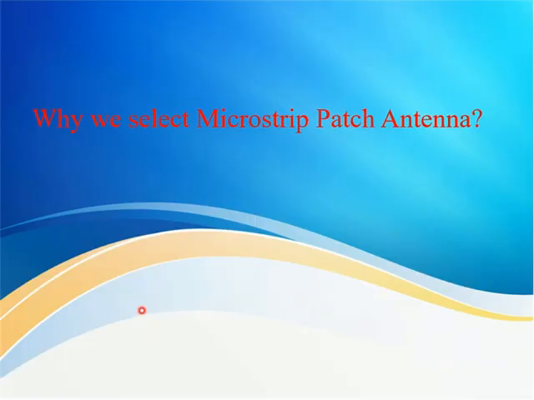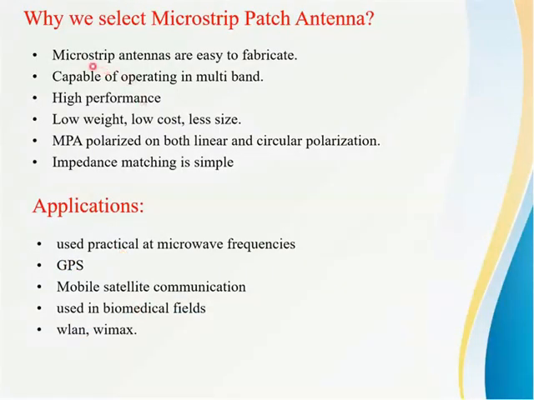Why do we select a microstrip patch antenna? A microstrip patch antenna is easy to fabricate and capable of operating in multiple bands. The performance is high, with low weight, low cost, and small size. A microstrip patch antenna supports both linear and circular polarization, and impedance matching is also simple.